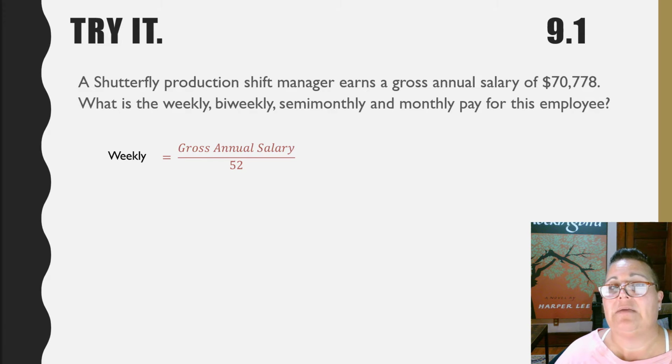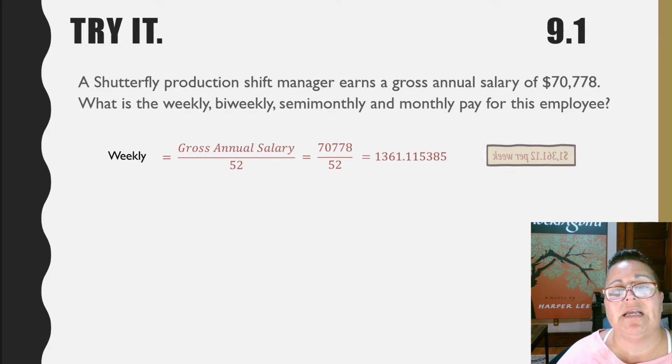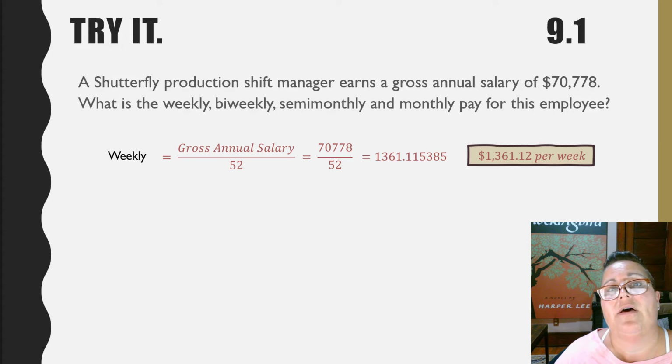And for a weekly paycheck, we're going to divide that by 52. So 70,778 divided by 52 works out to be $1,361.12. Notice we have rounded up the 115 to 12 cents. These are dollars and cents. We do use 2 decimal places.